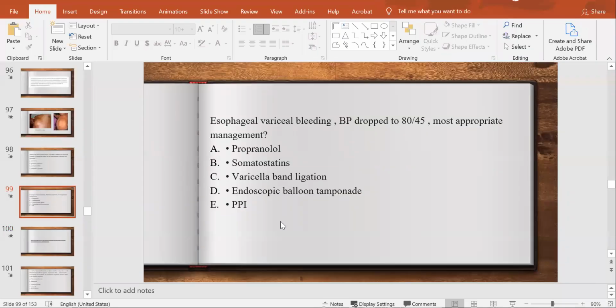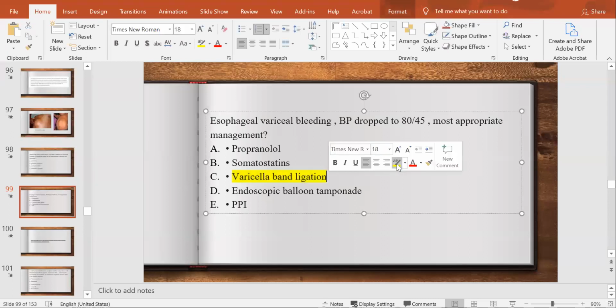Okay, so now you understand. So the most appropriate management is variceal band ligation. Clear? If they ask for initial or next most appropriate, that would be somatostatin in here.